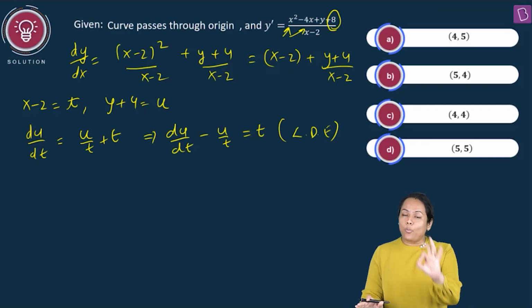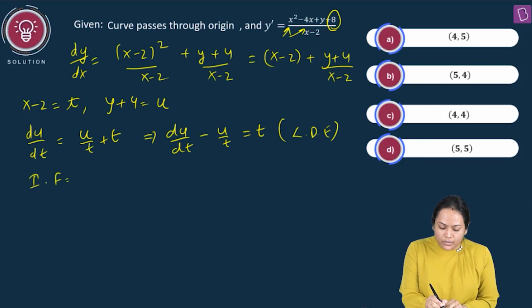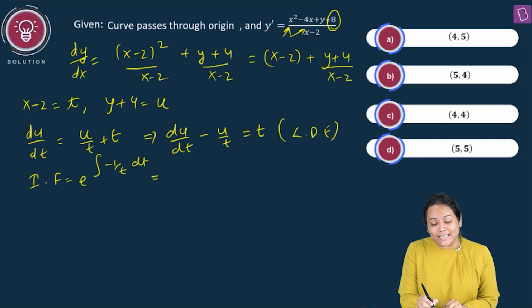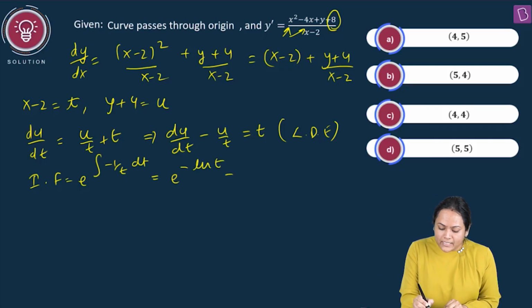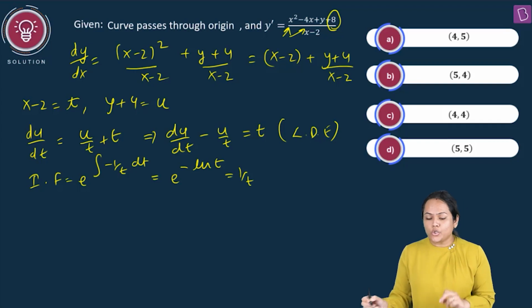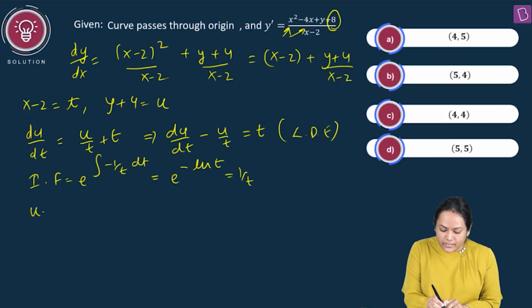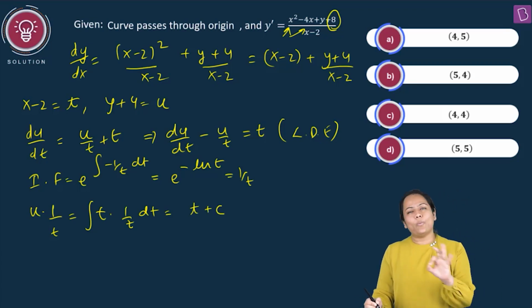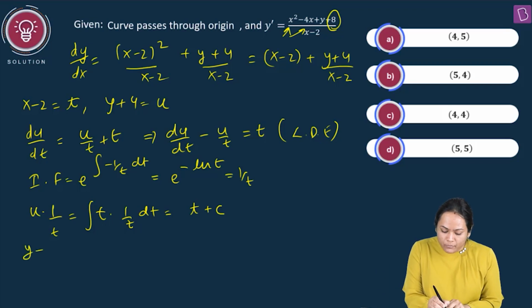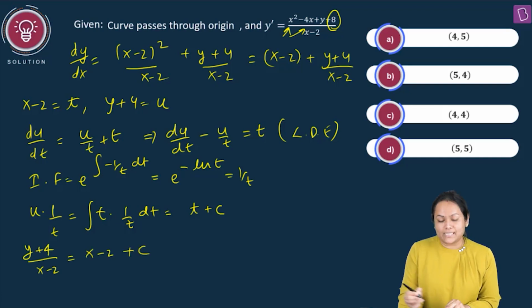What do we find? Well, first we find the integrating factor. So my integrating factor here will be e raised to integral of minus 1 by t dt, which is nothing but e raised to minus ln t, or 1 by t. So the solution will become u multiplied by the integrating factor, which is 1 by t, is equal to integral of t into 1 by t dt, which is equal to t plus c. And now when you substitute the values, it's going to become y plus 4 upon x minus 2 is equal to x minus 2 plus c.